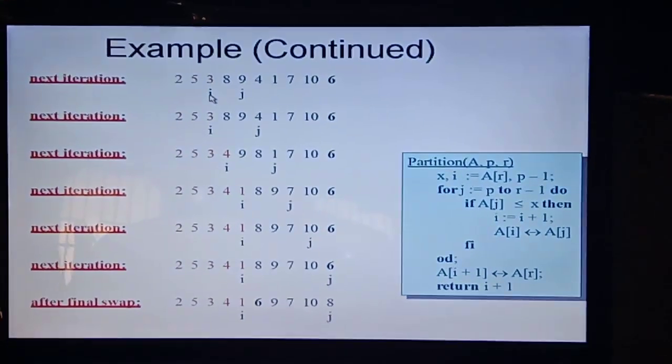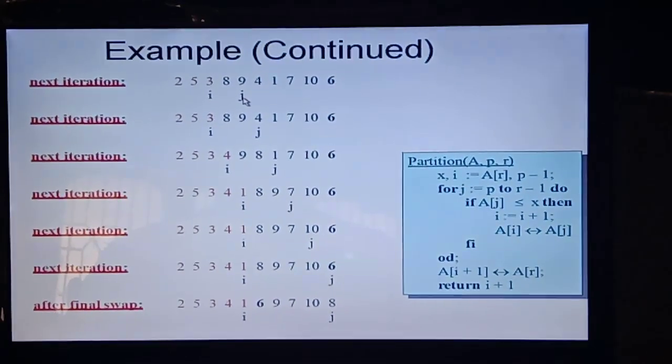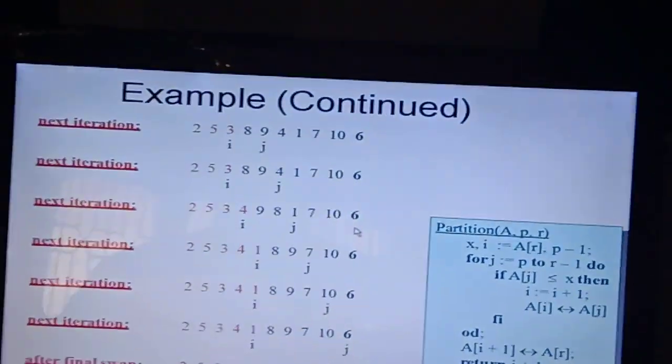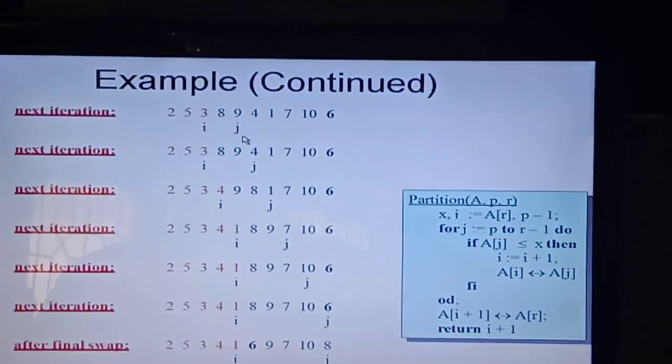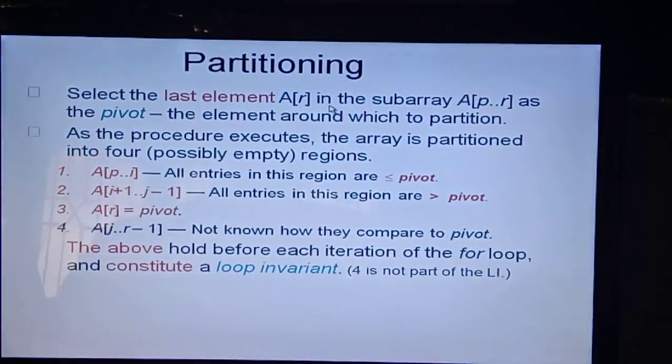i is incremented only when the condition is true, and then we swap with the j element. Incrementing and swapping. If our condition is false, no incrementing and no swapping, but j can go continuously until the end of the list. That is the partition here.